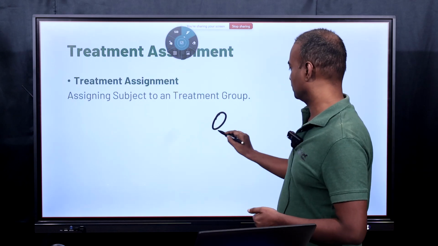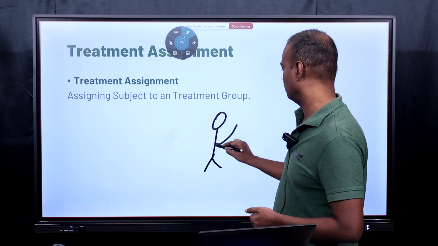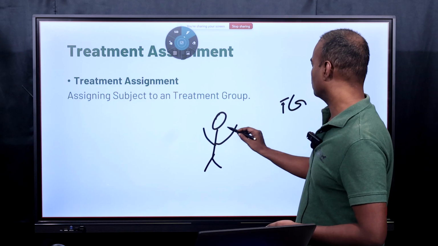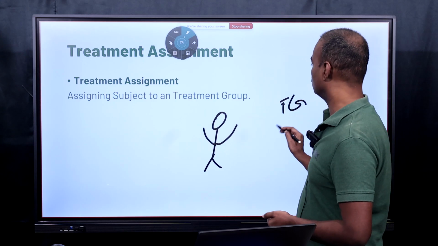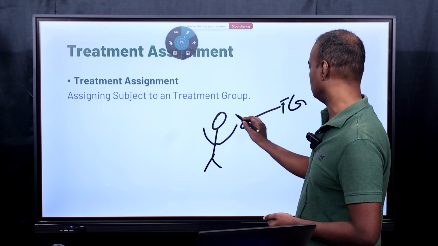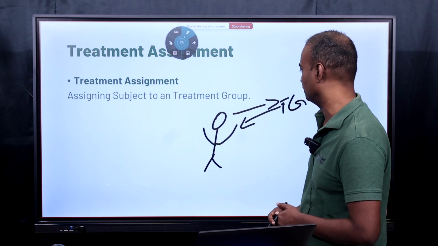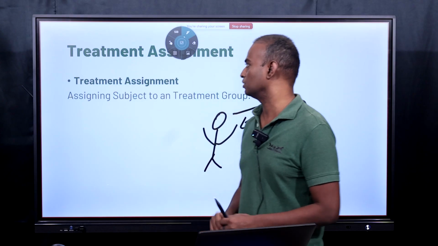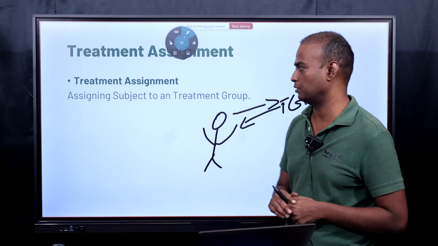Treatment assignment is assigning the subject to a treatment group or assigning the treatment group to a subject. Here is a subject, here is a treatment group. You can assign a subject to a treatment group, or you can assign a treatment group to a subject. Both are the same. Basically, we are assigning the subject to a treatment group. That is known as treatment assignment.